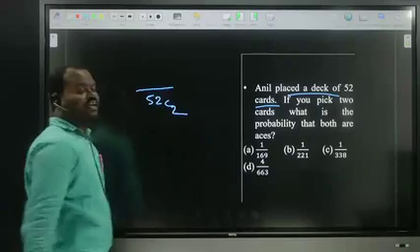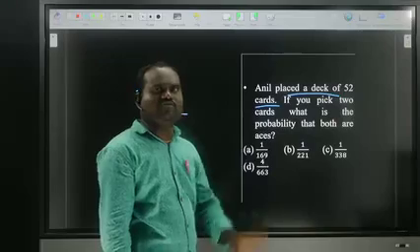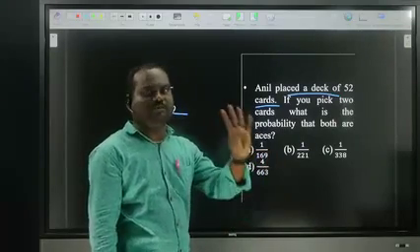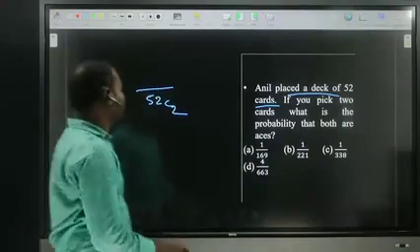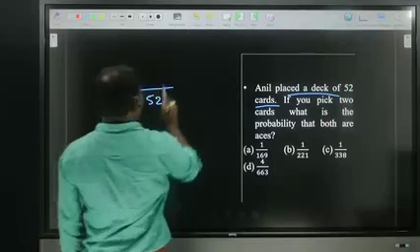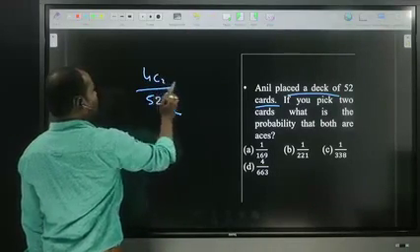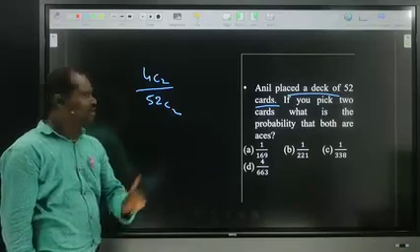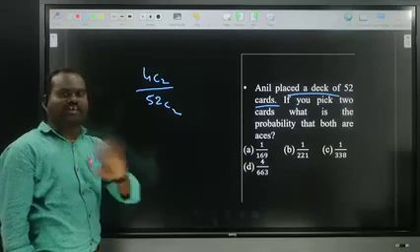That two cards you want, which one? Ace. How many aces will be there? 4: one is spade, one is club, one is heart, one is diamond. From those 4 we should take 2, nothing but 4C2. 4C2 means 4 into 3 by 2 factorial, over 52 into 51 by 2 factorial. Anyway, 2 factorial gets cancelled.